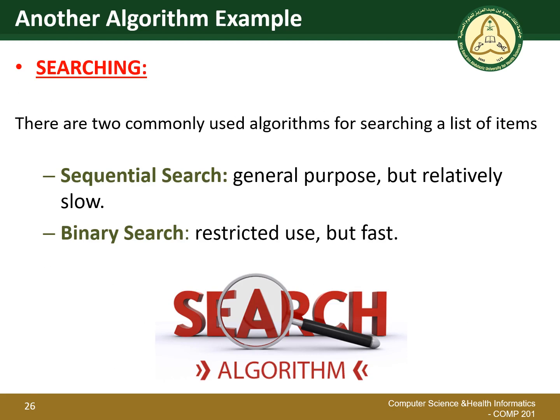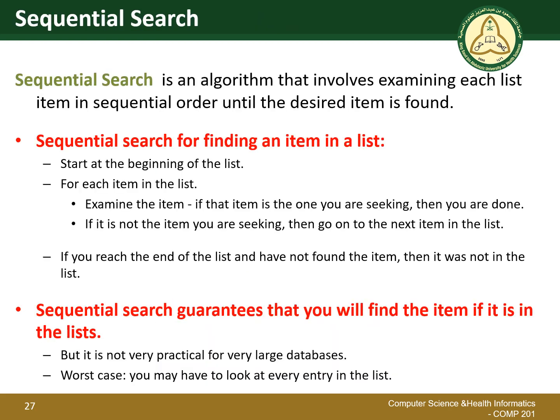The two algorithms you will learn are sequential search, a general purpose algorithm but relatively slow. The second, binary search, restricted use, but fast. Sequential search is an algorithm that involves examining each item in a list in sequential order until the desired item is found. Simply check each item one by one.